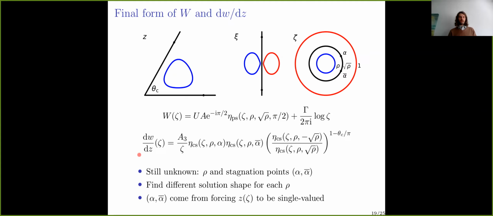But you can see that the complex velocity is going to be different because it has this exponent that has 1 minus the corner angle over pi. So if I unwrap the corner all the way to pi, this entire term goes away, and we're left with the Pocklington problem of translating vortices, and it is in fact the same.